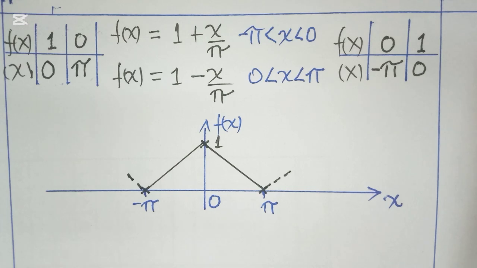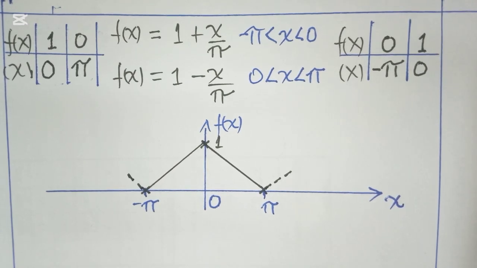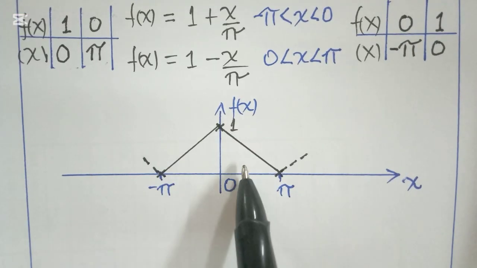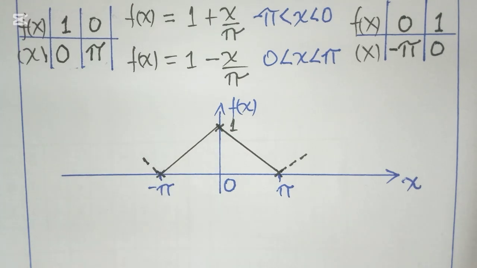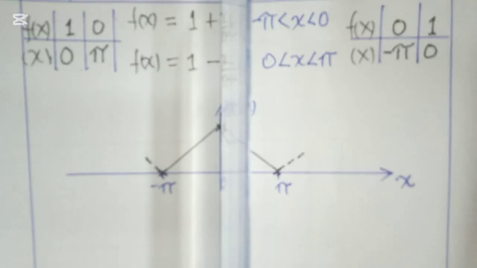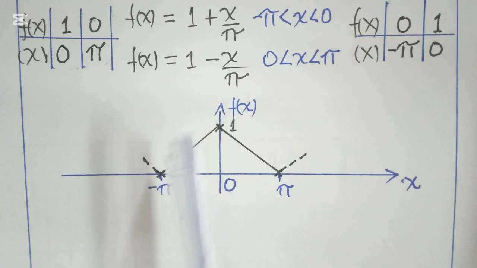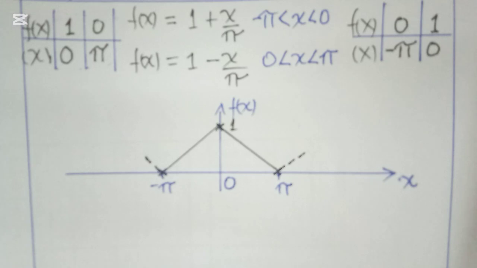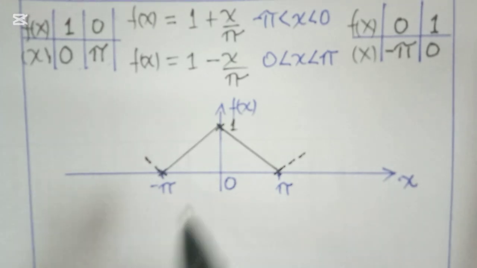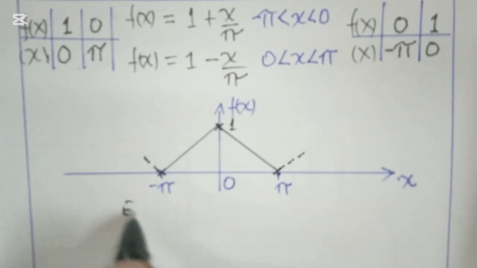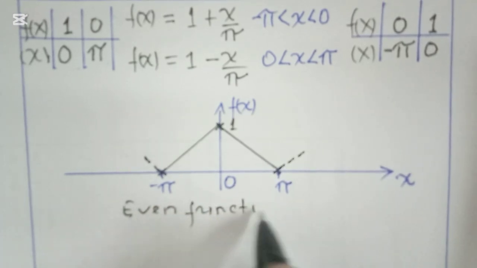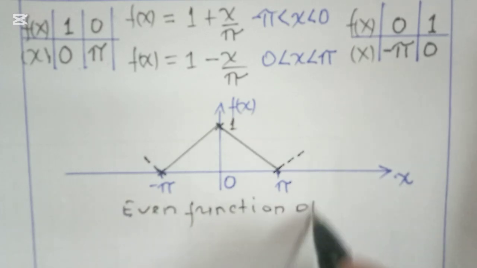So guys, what we now do is describe that, and this is what we call an even function. Why? Because this is a reflection of this. If you put a mirror in between here, you'll find this line being a reflection of that line. And so this becomes an even function of Fourier series. So I can write here: even function of Fourier series.